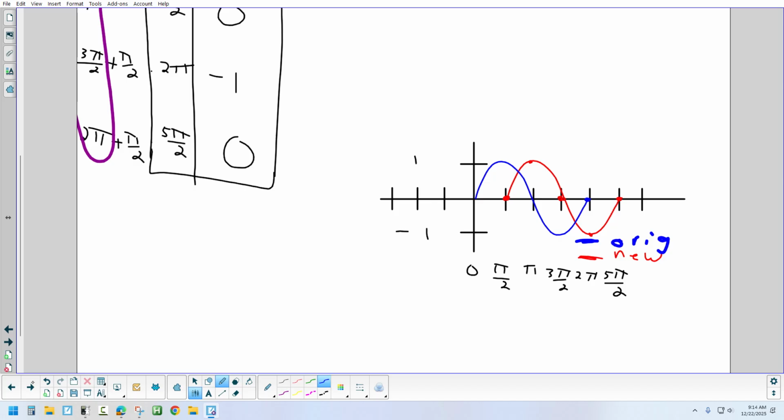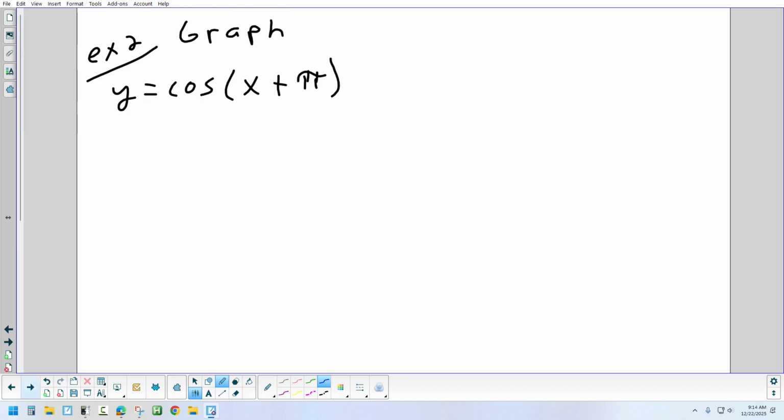All right, let's try another shift. Is this a bigger or smaller shift than the last one? Bigger, yeah, it's double. We're shifting by pi instead of pi over 2. Again, we know it's horizontal, so which column in our table stays the same? Yeah, y's. And what are my y values for cosine? 1, 0, -1, 0, 1.